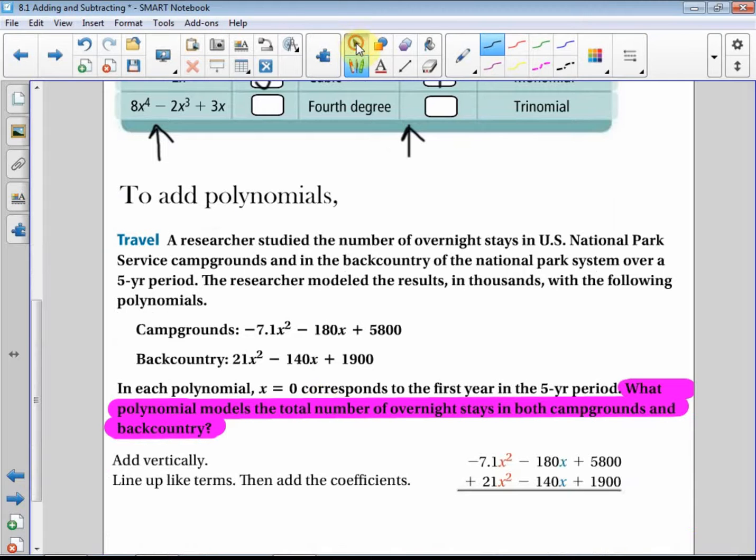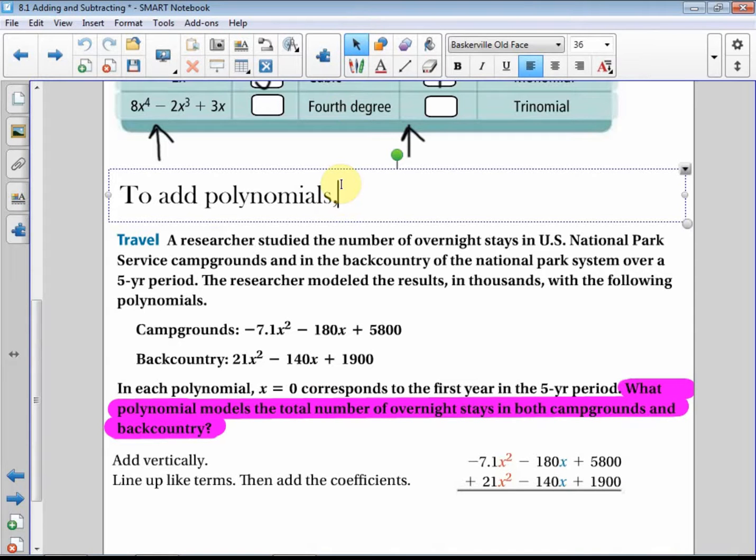So, to add polynomials, add or combine like terms. So, let's go over a real-world example.